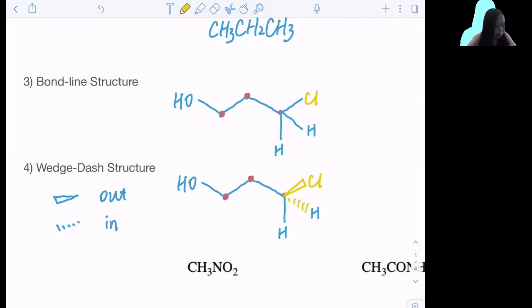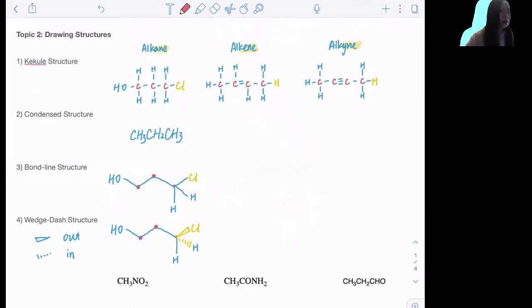So keep in mind when we are drawing wedge dash structures, first, each carbon only has 4 bonds, and it's always going to look like 2 solid, 1 dash, and 1 wedge out. You need to check each carbon. Question: how do you know which is in or out? We will give you a wedge dash structure, and as long as you can recognize that the wedge one is out, the wedge chloro is out, for example, in our case, and the dash one is in, that should be fine.